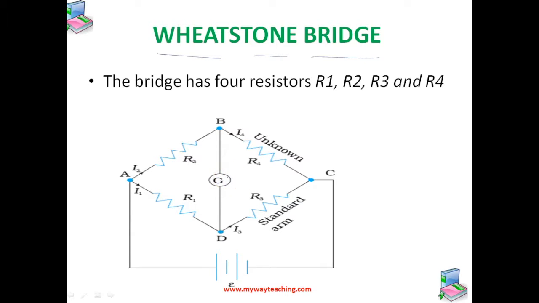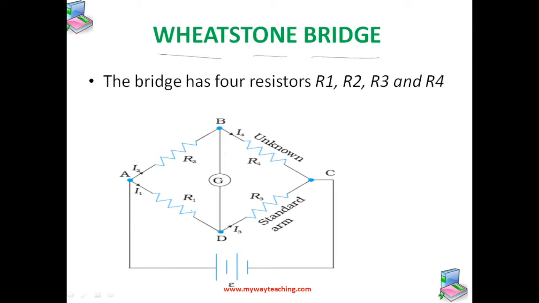And this is called the battery arm. Between the other two vertices, that is B and D, this one, between A and C, a source is connected, that is called the battery arm, and between B and D, you can see there is a galvanometer arm. We call it the galvanometer arm only. This galvanometer is G, it is connected between B and D.